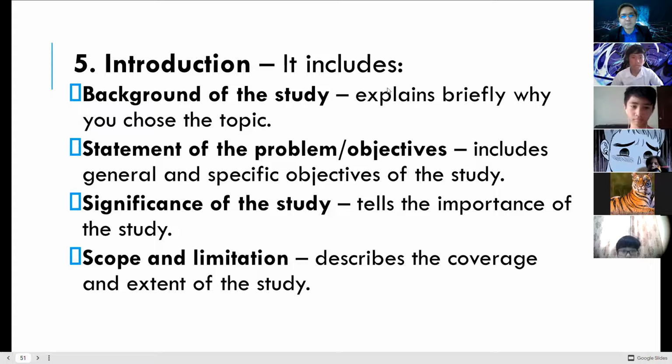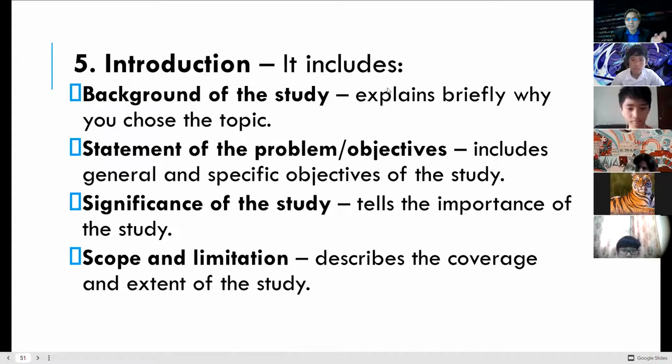Significance of the study. This tells the importance of the study. What is the importance of having this study? Scope and limitation. This describes the coverage and extent of the study. What is the limitation of the study? Like in plants, I want to limit my study only to the movement of plants. I will not go beyond that, like photosynthesis. I am just into the movement of plants. So that's the scope and limitation.